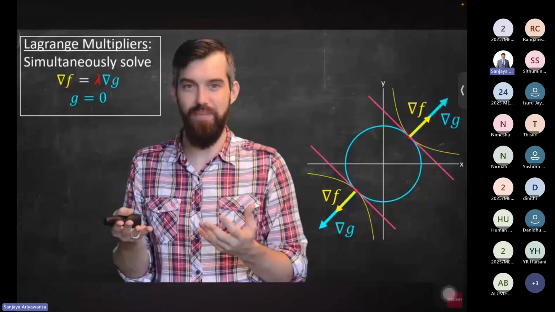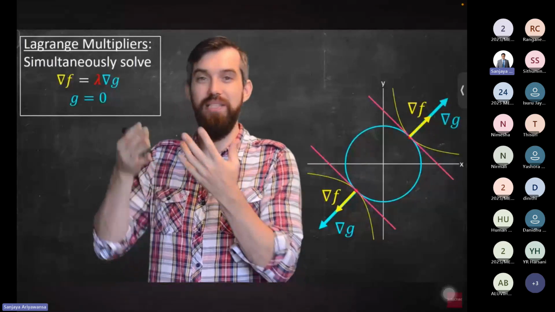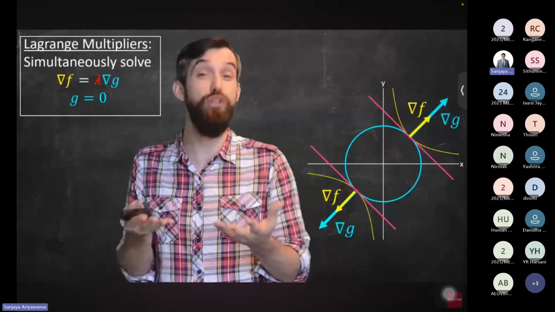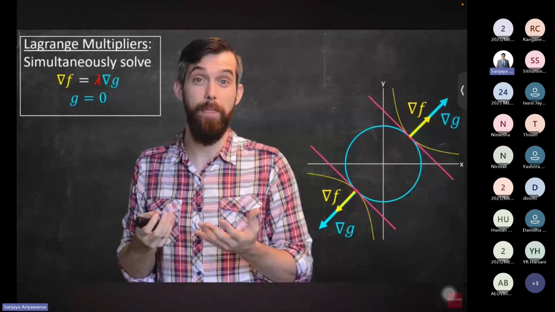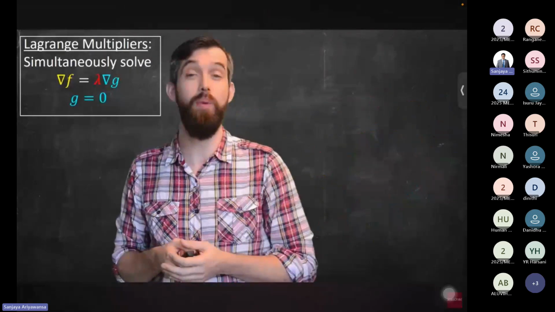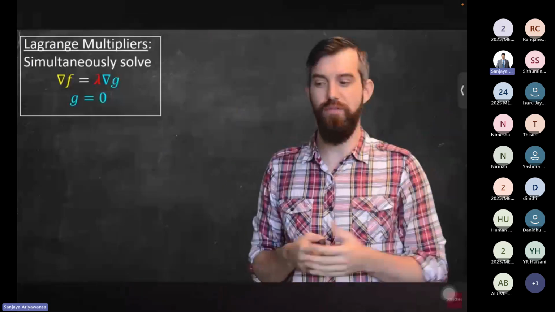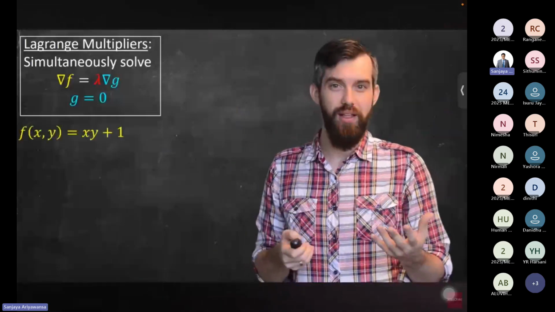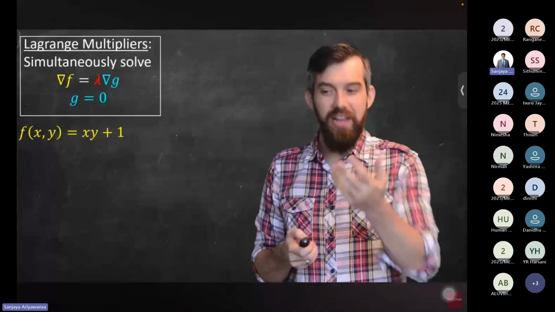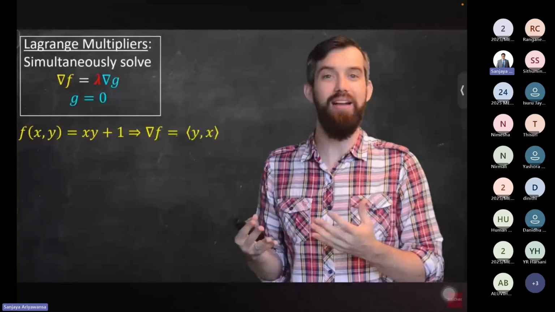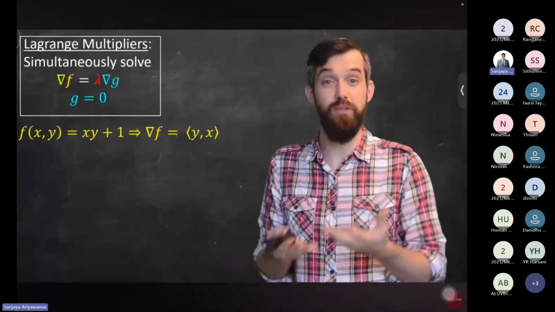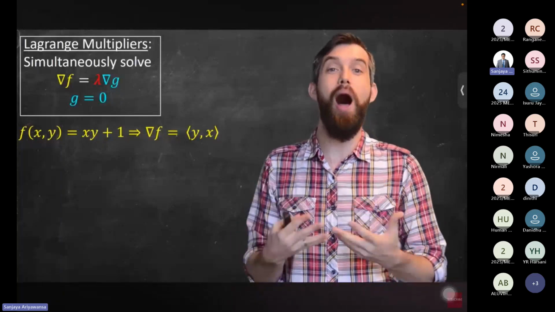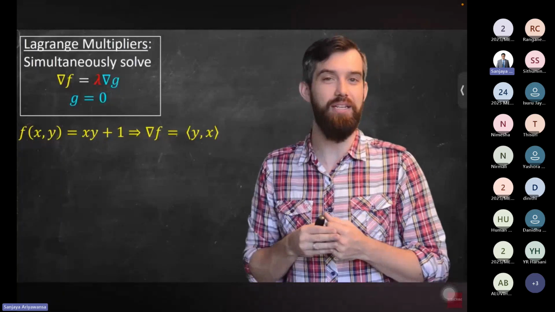So I'm trying to maximize, and that means I've got these two conditions: this business about these gradients being scalar multiples, and the original constraint, g equal to 0. Okay, so let's plug in the formulas and see what we get. We started with our function f of x, y equal to xy plus 1. That means my gradient of that is just going to be (y, x). The gradient is the partial derivative with respect to x in the first component, that's just y, and the partial derivative with respect to y in the second component, that's just x.